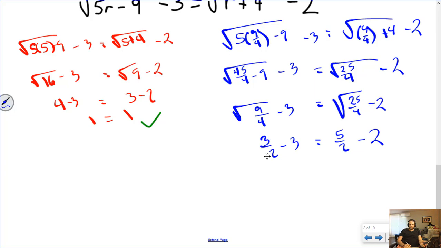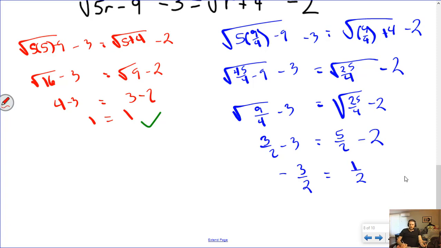Okay. So this is 3 over 2 minus 3. So 3 is 6 over 2. So it's 3 over 2 minus 6 over 2, which is negative 3 over 2. And 2 is 4 over 2. So 5 over 2 minus 4 over 2 is positive 1 over 2.